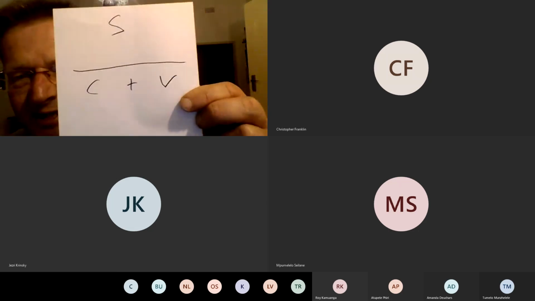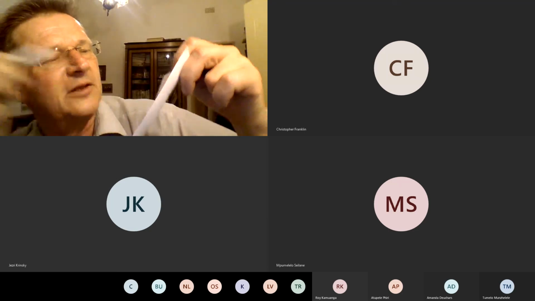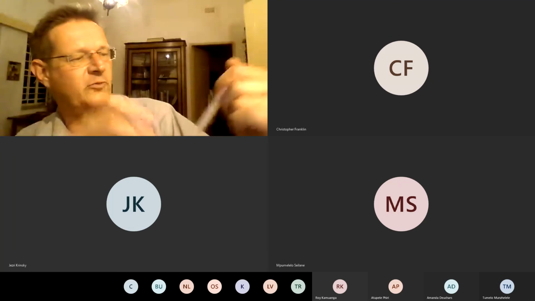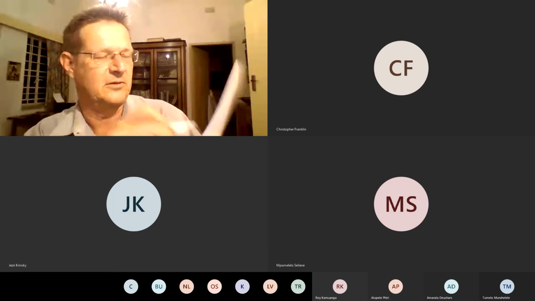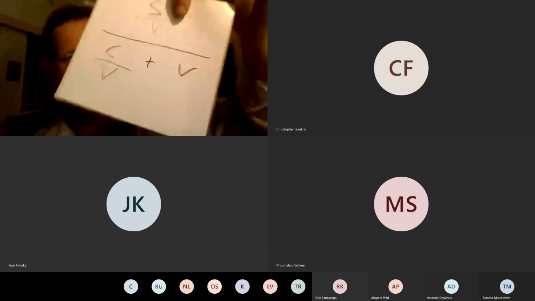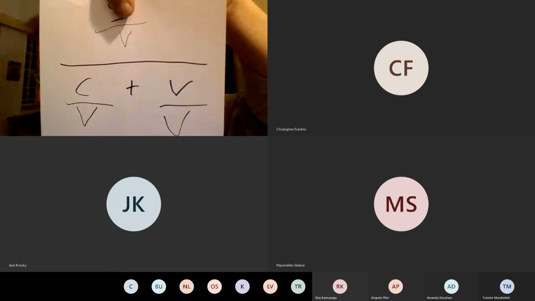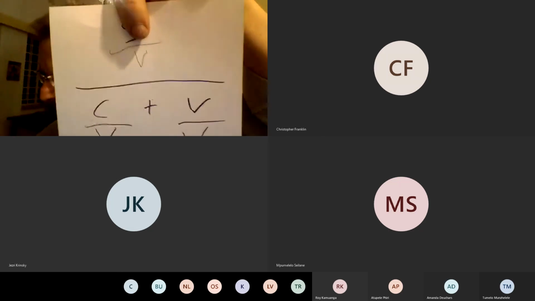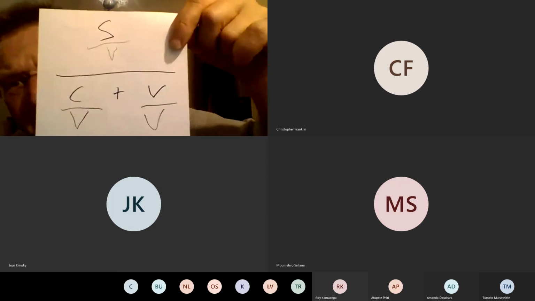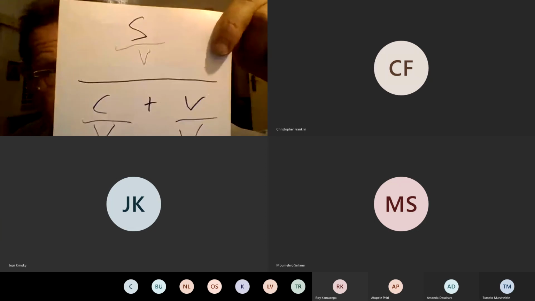So what if we divide that entire expression by V, using that expedient? Then we've got S over V, and we've got C over V, and V over V. Okay, so that is still just a different way of expressing the rate of profit.